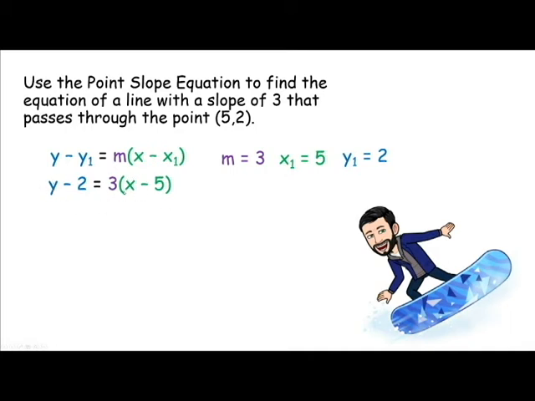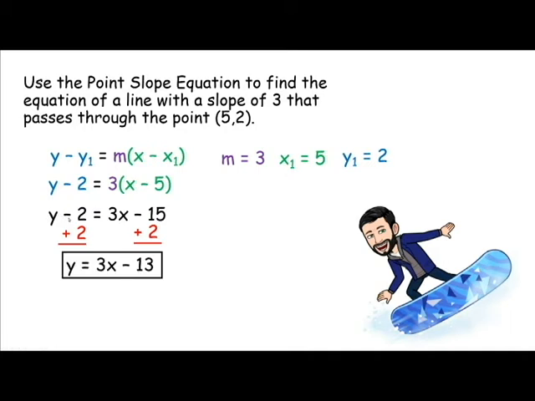Now it's a little messy, so I'm going to use my distributive property and pass that 3 out to both the x and the minus 5. And then I'm going to use my property of equality to add 2 to both sides, giving me y equals 3x minus 13. Notice this is the slope-intercept form of that same equation, y equals mx plus b.